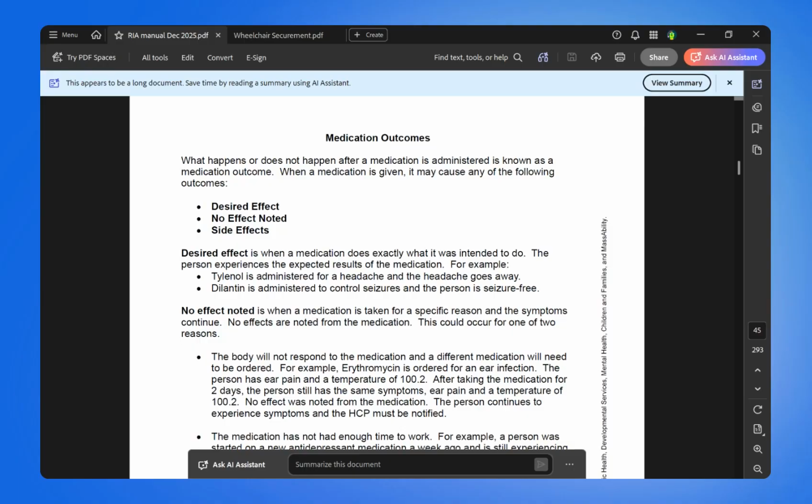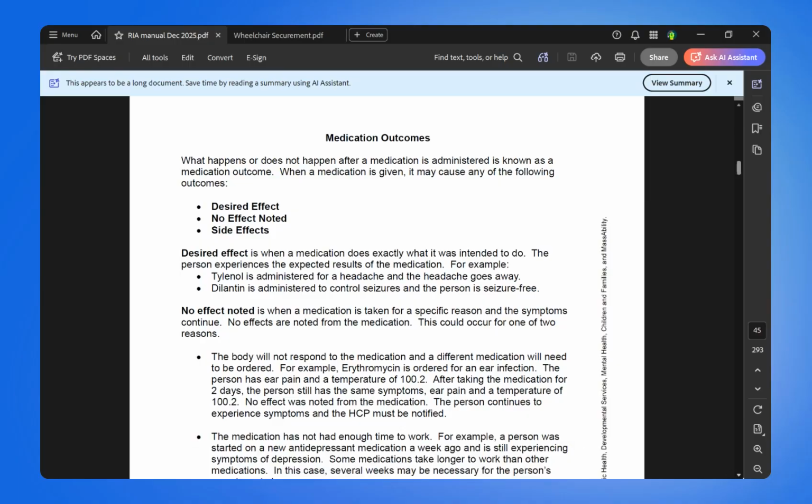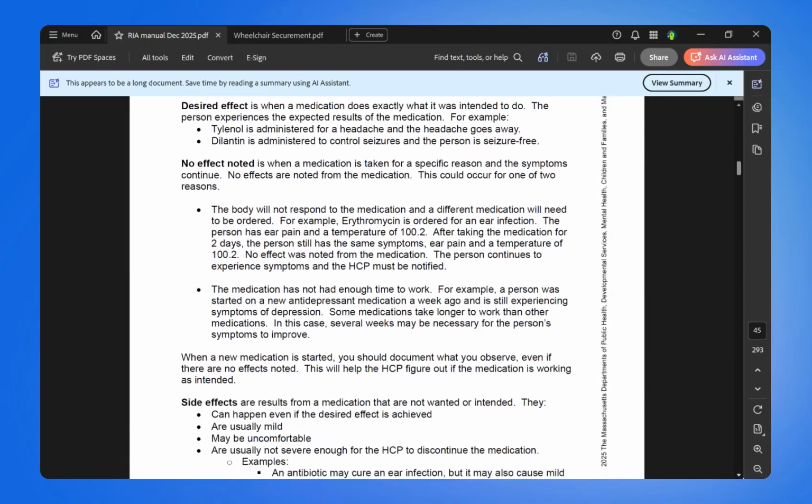If no effect is noted when a medication is taken for a specific reason and the symptoms continue, then there's no effect noted from the medication. This could occur for one of the following reasons: the body will not respond to the medication, and a different medication will need to be ordered. For example, erythromycin is ordered for an ear infection. The person's had ear pain and a temperature of 100.2. After taking the medication for 2 days, the person still has the same symptoms. Ear pain and a temperature of 100.2, there's no effect noted. So the person will continue to experience those symptoms.